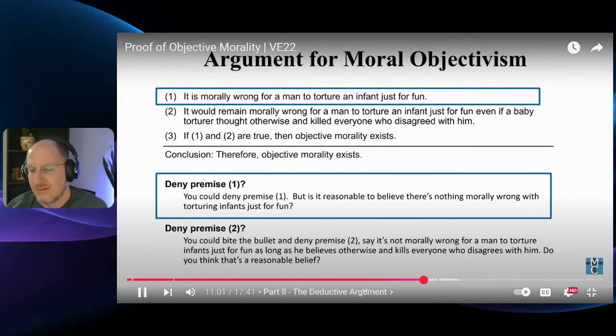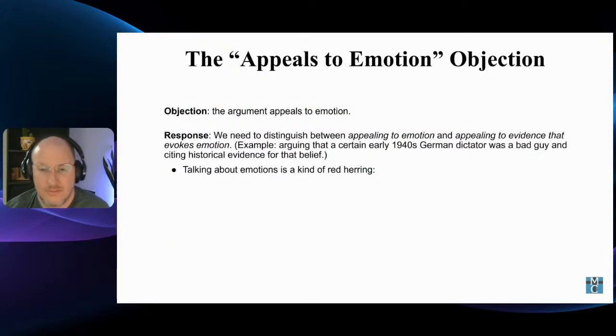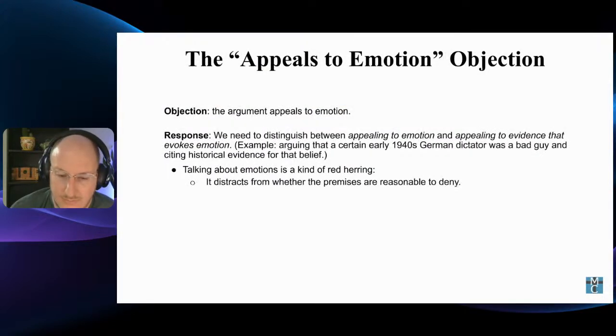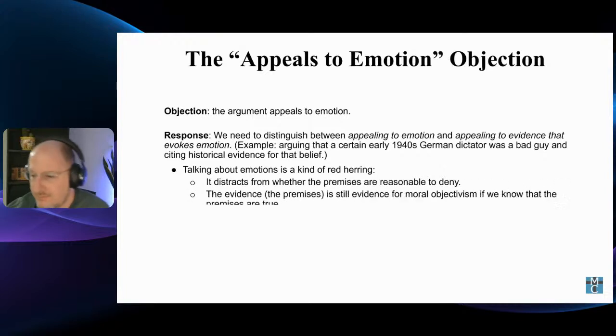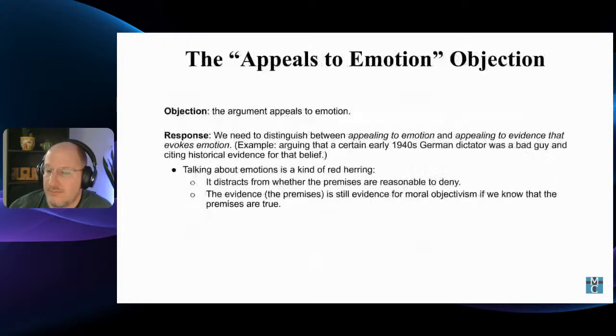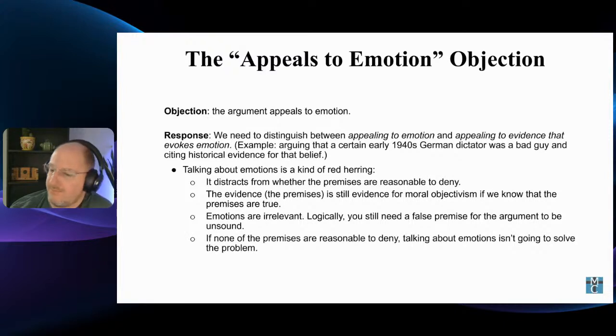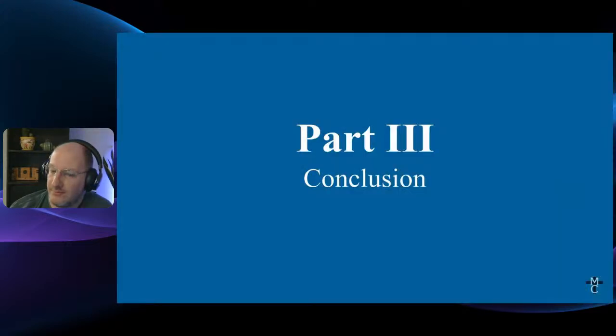It's an appeal to reason, not emotion. All the emotions in the world won't change what's reasonable to believe here. Talking about emotions is a kind of red herring. It distracts from whether the premises are reasonable to deny. The premises are still evidence for moral objectivism if we know that the premises are true. Whether this evidence evokes emotions just doesn't matter. It's still evidence that supports the conclusion. Logically, you still need a false premise for the argument to be sound. So if none of the premises are reasonable to deny, talking about emotions isn't going to solve the problem. Part 3, conclusion.